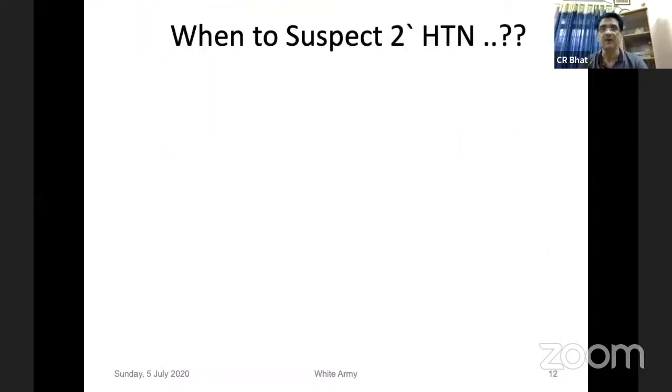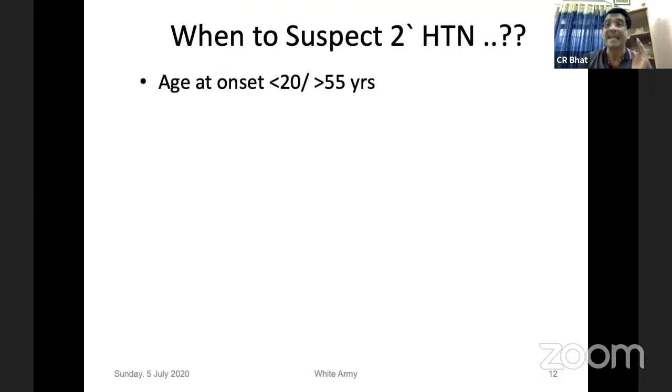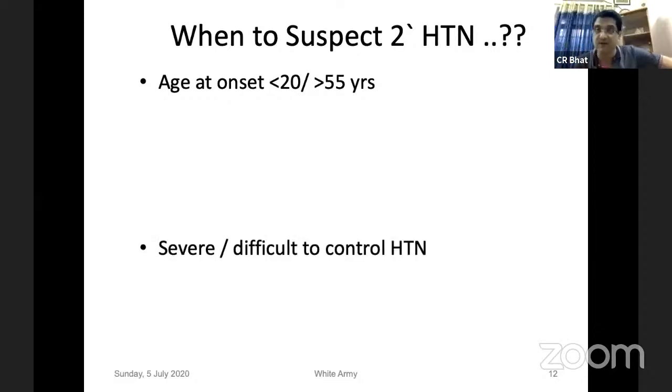Okay. Now, when do we suspect? We have said that 90% of hypertension is primary hypertension to begin with. But when do I suspect secondary hypertension? Onset of hypertension before the age of 20 years or after 55 years. With first-time recognition of hypertension before 20 years or after 55 years, we need to think about whether there are any secondary factors, whether renal factors or endocrine factors, and so on. We need to find out.